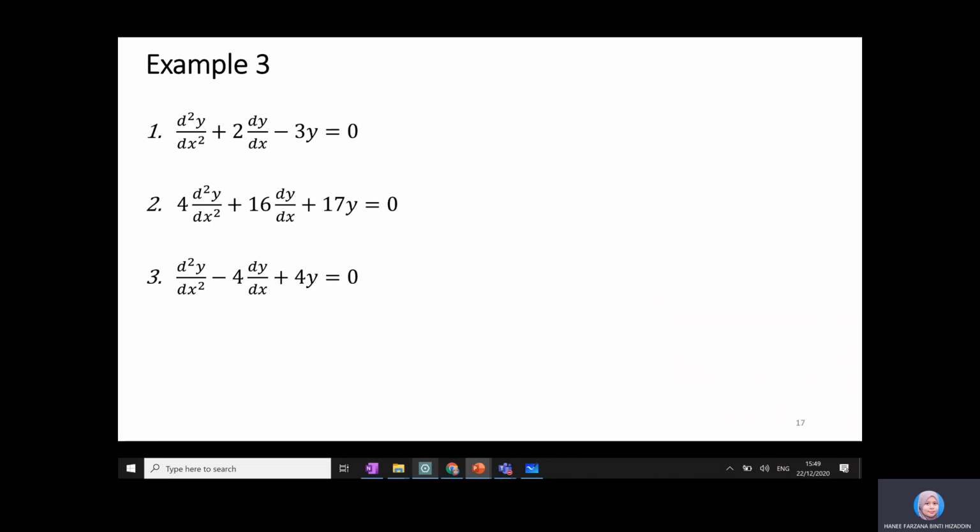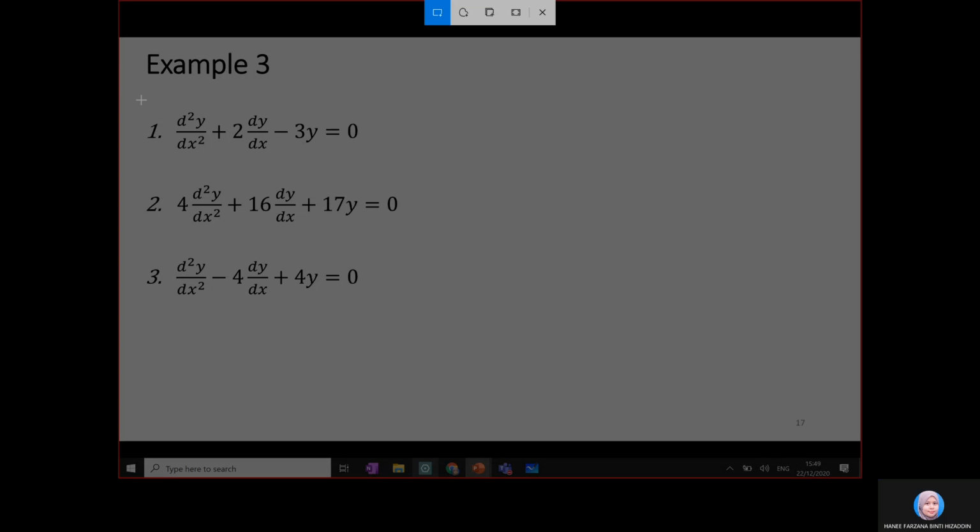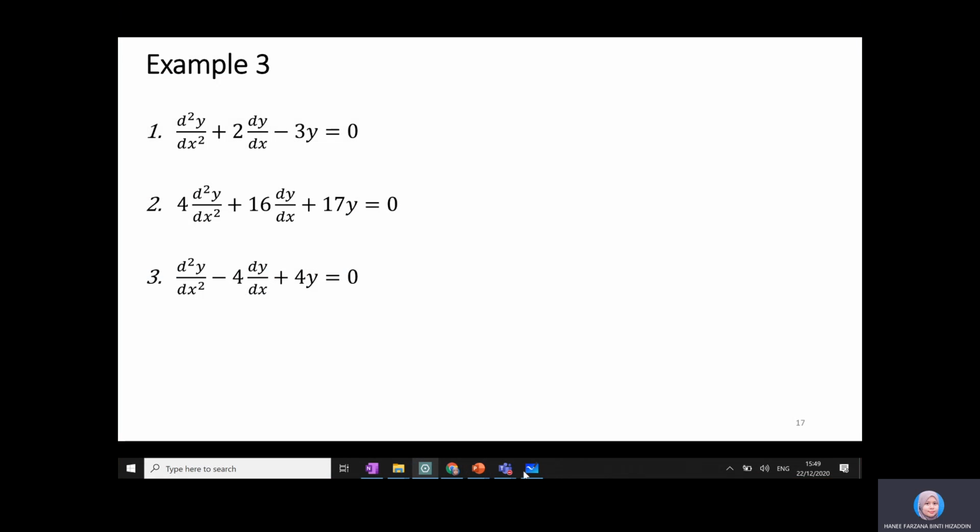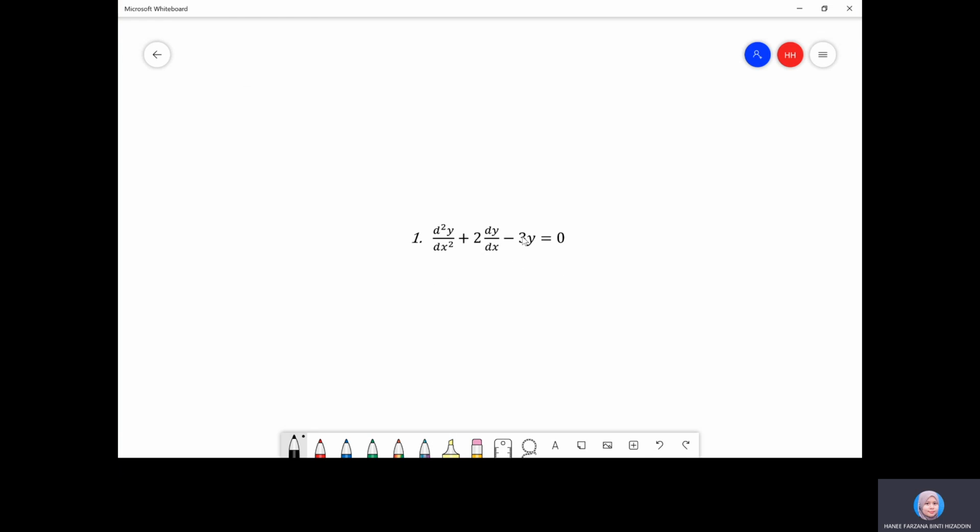And example 3. So let's do examples to illustrate how to solve the homogeneous second order linear ODE. Let's take the first one. Put it on the whiteboard. First of all, write down the characteristic or auxiliary equation, which is m squared plus 2m minus 3 equals 0.